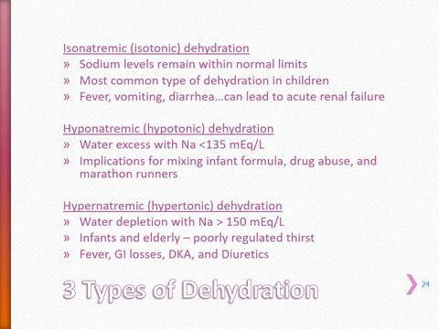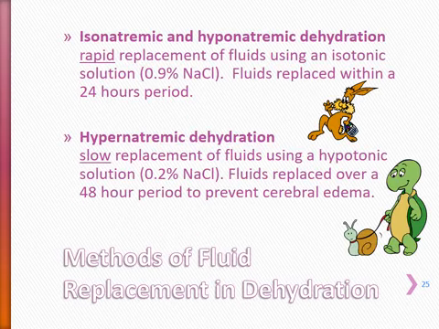So they're not getting enough fluids in, and it can also result from fever, GI losses, DKA, and excessive diuretic use. So those are the three types of dehydration, and some things to know about these three types of dehydration.